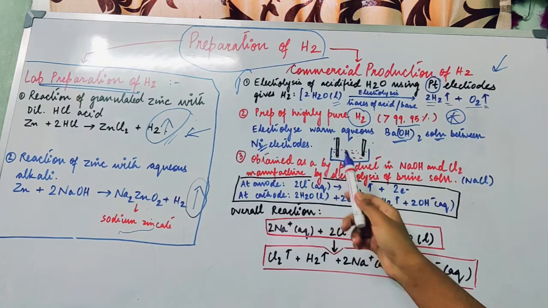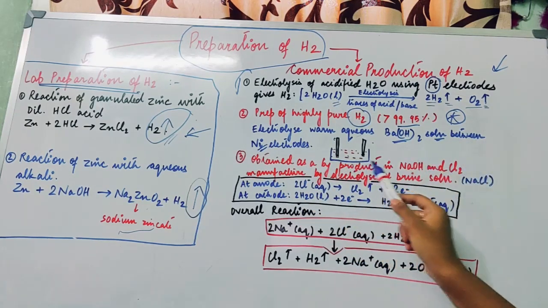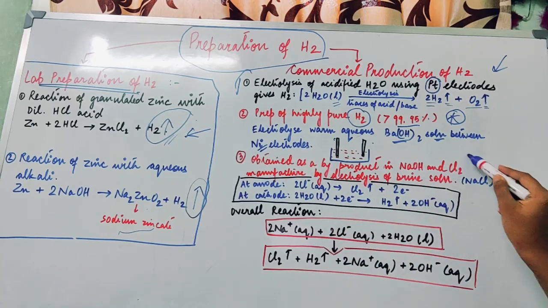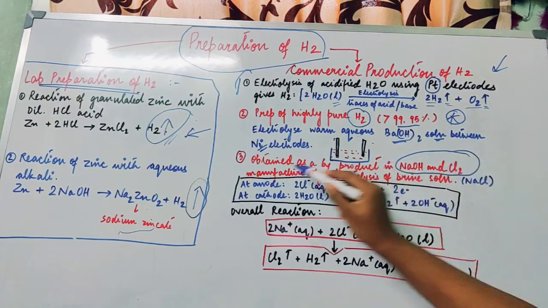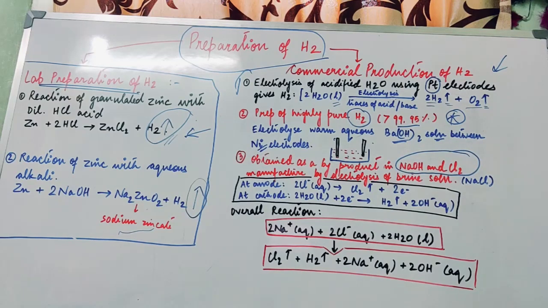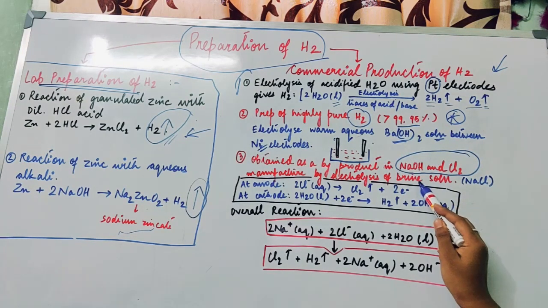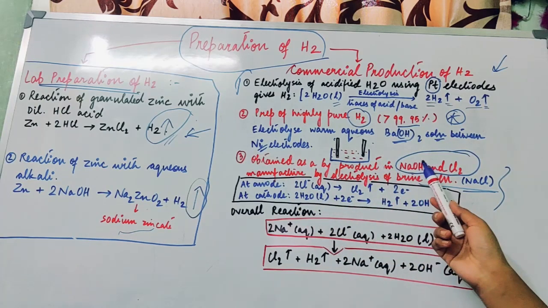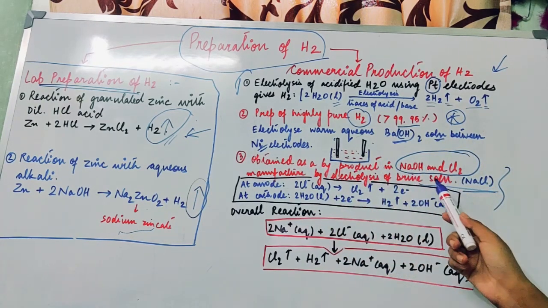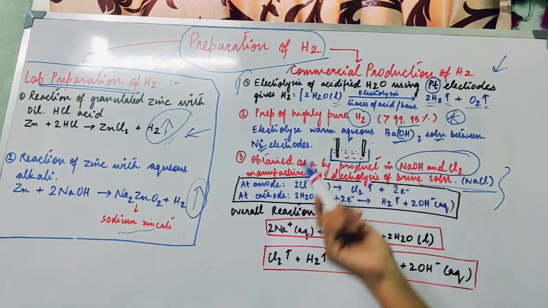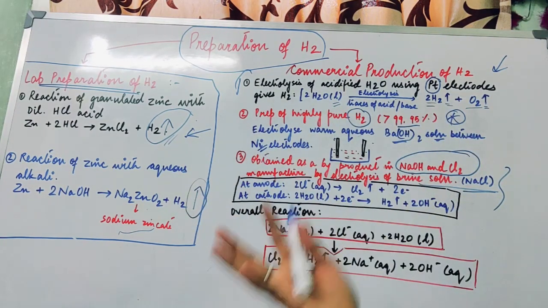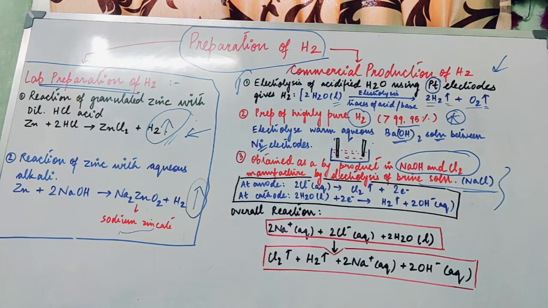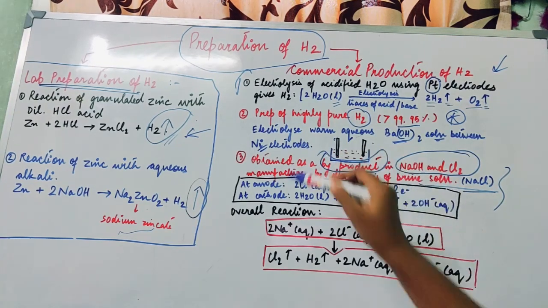Thirdly, it is obtained as a byproduct in the manufacture of NaOH and Cl2 by electrolysis of brine solution. Brine solution is NaCl solution. So in the manufacture of NaOH and Cl2 by the electrolysis of brine solution, we get hydrogen as a byproduct. It is not the main product which we are aiming at for production, but it is obtained as a byproduct.